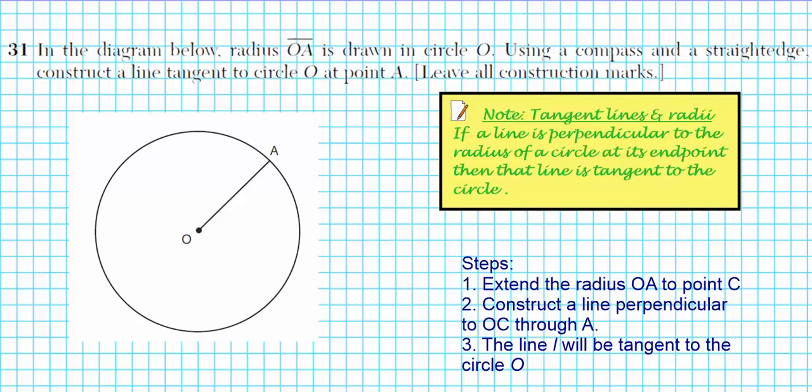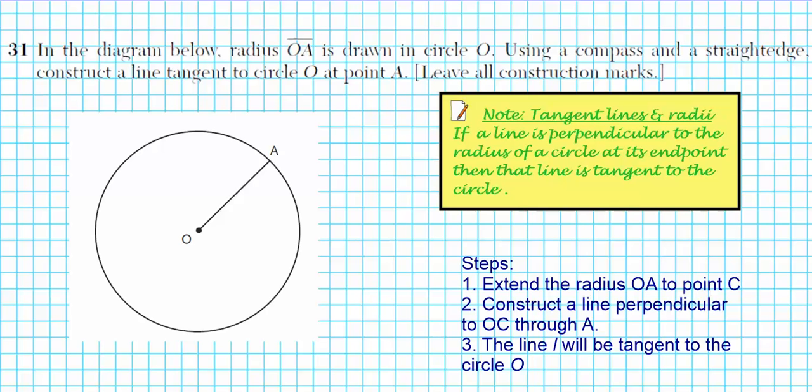It says in the diagram below, radius OA is drawn in circle O. Using a compass and a straight edge, construct a line tangent to circle O at point A. Side note, leave all construction marks. Now, one thing you want to keep in mind is that there's a theorem concerning tangent lines and their radius of circles to the point of tangency of the tangent line. And what you want to note is that if you have a line that's perpendicular to the radius of a circle at its endpoint, then that line is tangent to the circle.